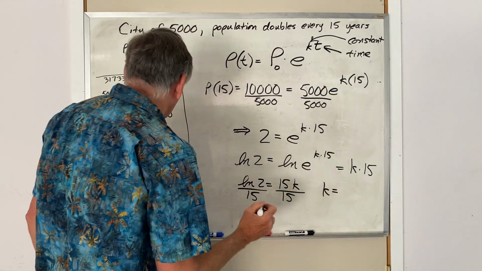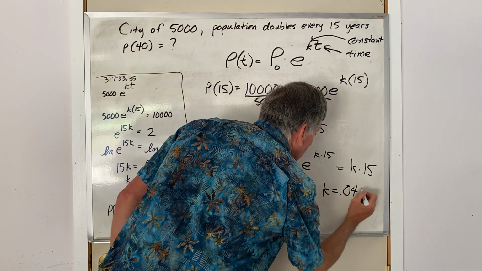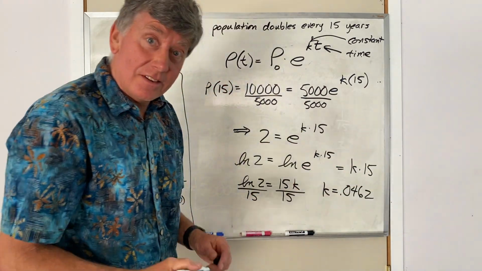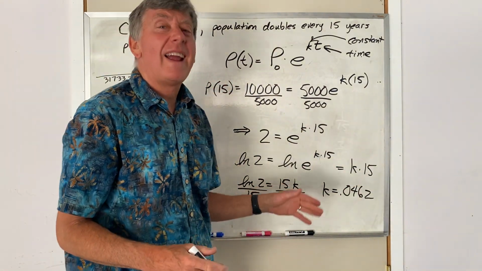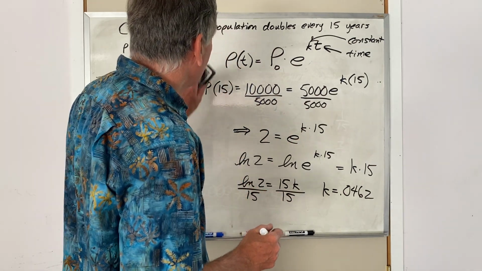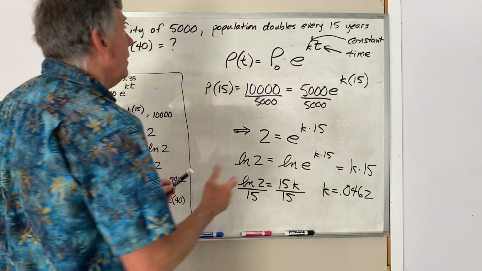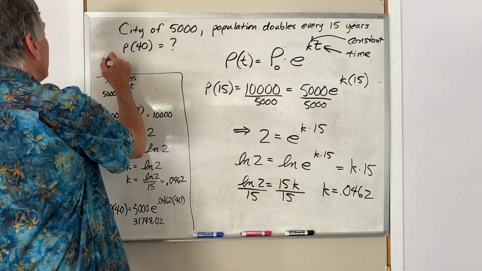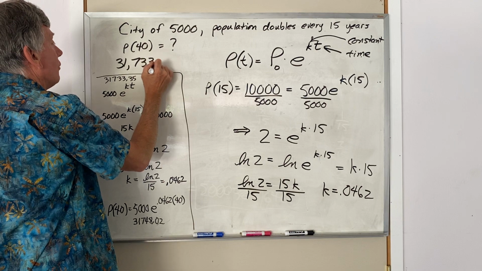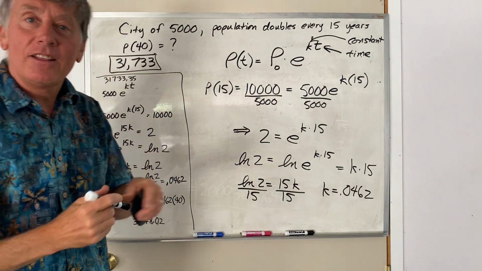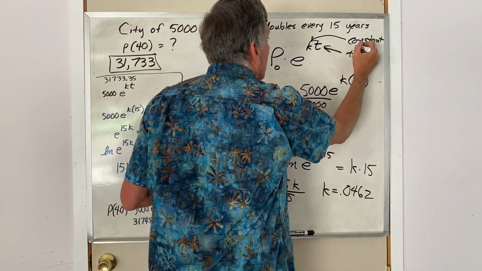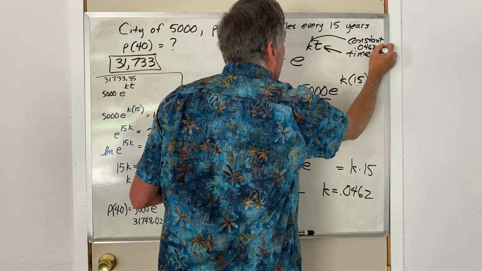And I get that k is equal to 0.0462. I'm going to stop at 4 decimal places, but I could go on and on because this number really does go on and on. Logarithms are rarely integers. So let me give myself some room. Remember that our population when we did the doubling was 31,733. So we expect to get an answer close to that. So I found that k is 0.0462.